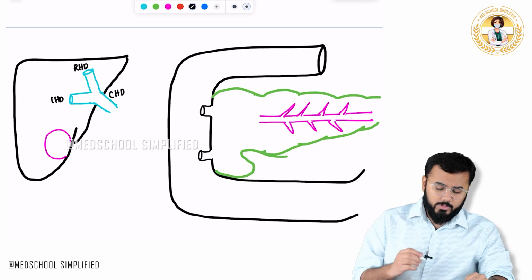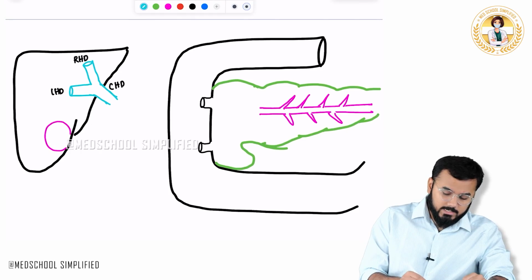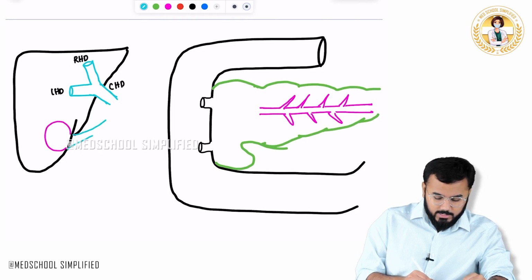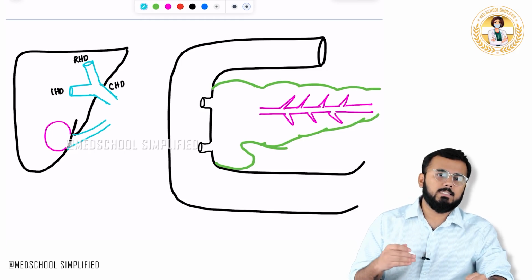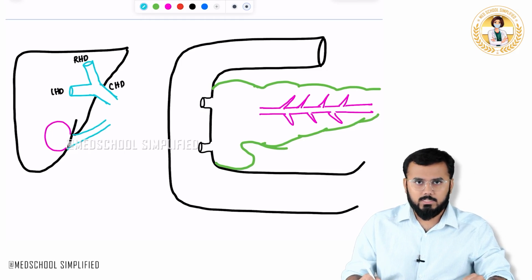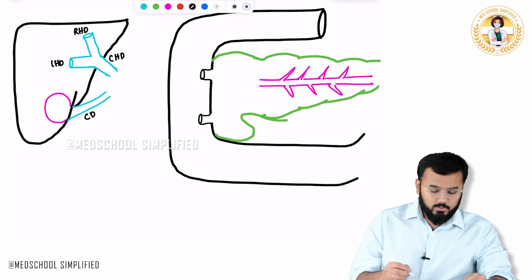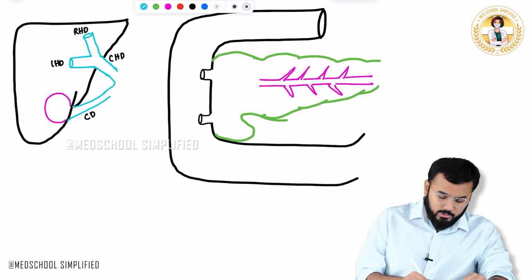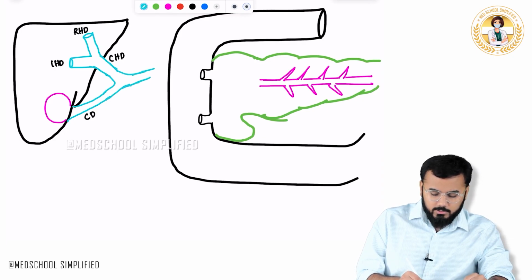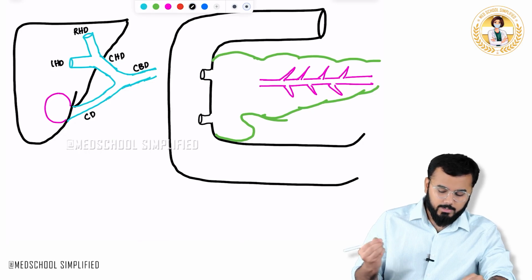Okay. Now, there is a duct that is coming out of the gallbladder. So what is the duct that is coming out of the gallbladder? This is a duct which you see coming out of the gallbladder. This is called the cystic duct. Now, the cystic duct along with the common hepatic duct, together they join and form the common bile duct.